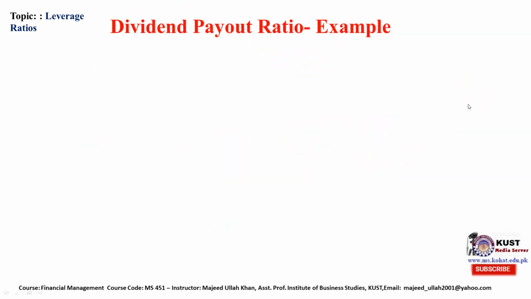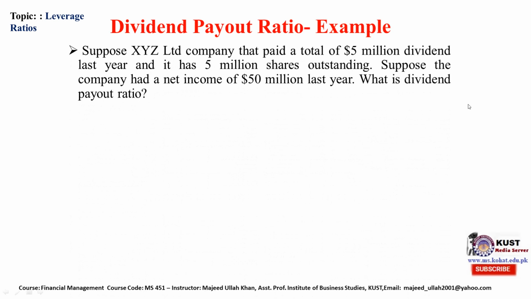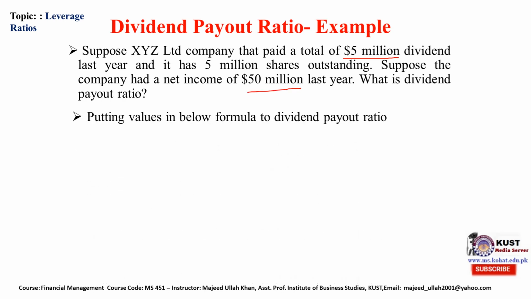Dividend payout ratio example. Suppose XYZ Limited paid total 5 million dividend last year and it has 5 million shares outstanding. Suppose the company had net income of 50 million last year. What is the dividend payout ratio? That is dividend 5 million to all shareholders, 50 million is net income. So how will we calculate? We will plug in the values from the above example in the below formula.